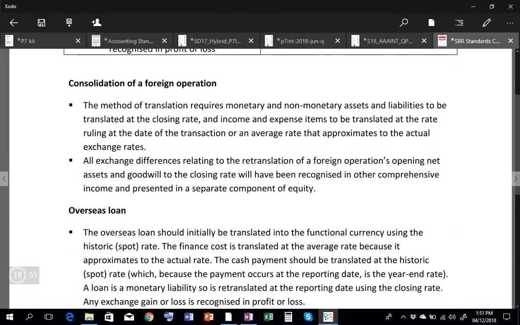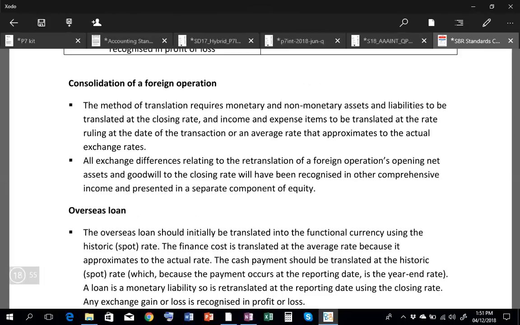One more thing. When you are talking about consolidation, remember one thing: the consolidation is actually the same. The principles remain the same when you are consolidating the subsidiary or the foreign subsidiary, but the foreign subsidiary should first of all be translated. When you're talking about the balance sheet, the closing rate should be used.